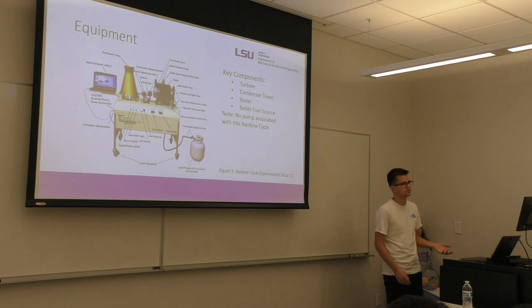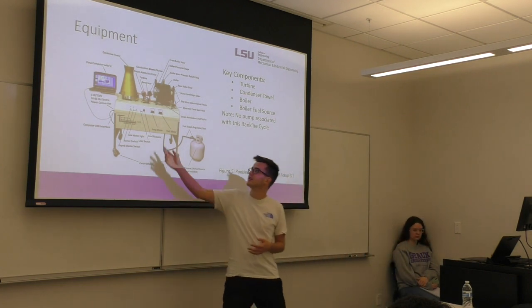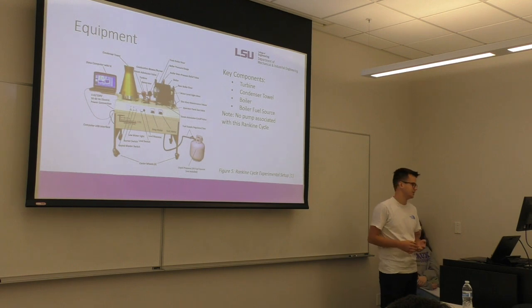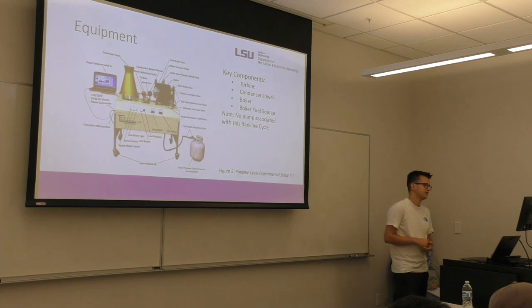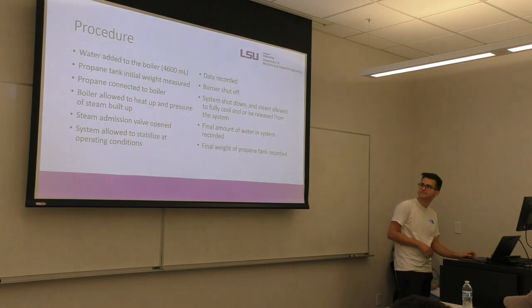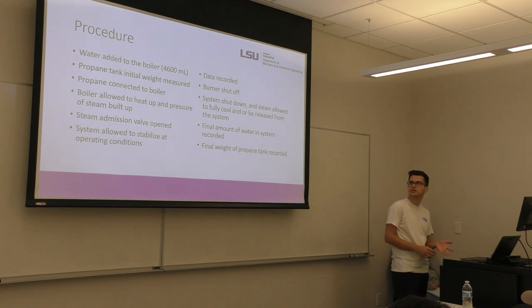So the equipment that was used was the Turbine Technologies Rankine cycler. The key components were the turbine, which you can see over here is very small, the condenser tower itself, the boiler and the boiler fuel source, which in this case was a propane fuel tank. Note there's no pump associated with this Rankine cycle, and the boiler is gravity fed. The procedure was water was added to the boiler at 4,600 milliliters. This is a change from the 5,000 milliliters reported in the lab manual, which changed due to ASTM standards changing.